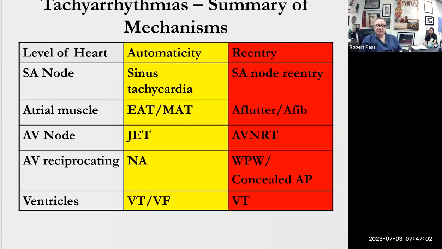So when we're at the top of the heart, at the level of the SA node, the most common arrhythmia is an automatic arrhythmia, sinus tachycardia, but there is in fact a reentrant arrhythmia of the sinus node, which is very rare, called sinus node reentrant tachycardia.